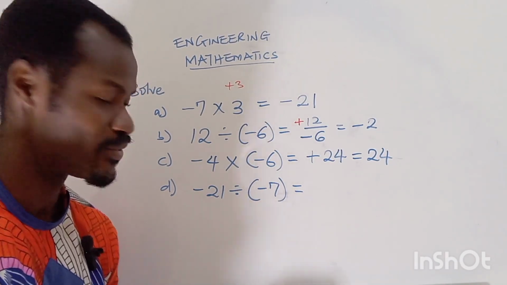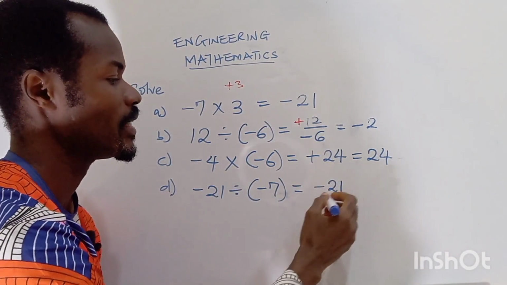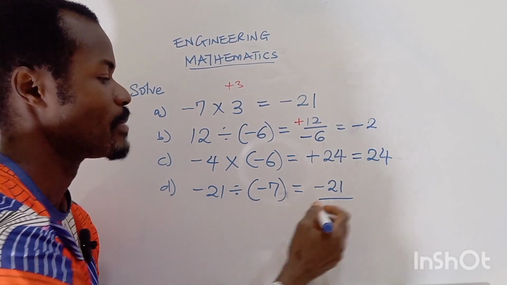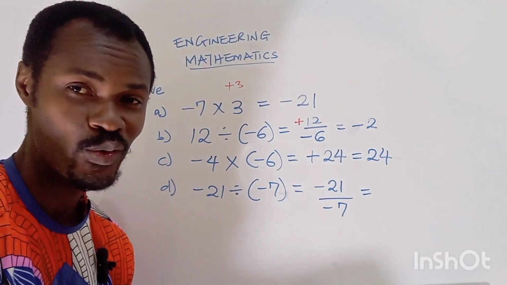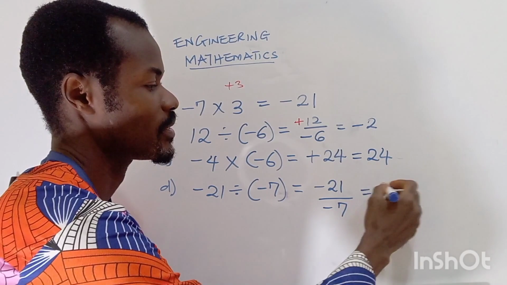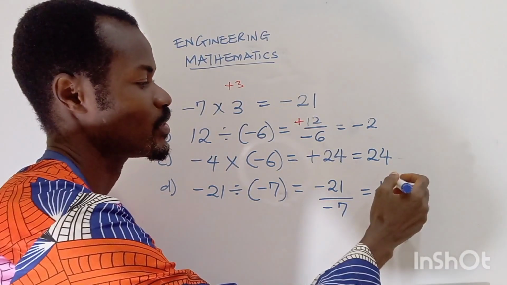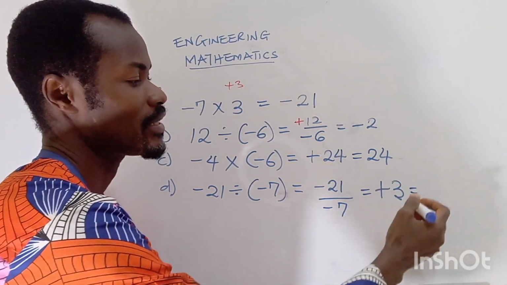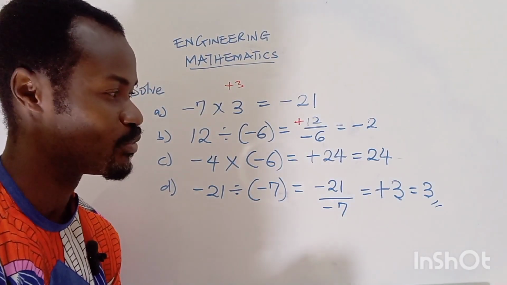Now let's look at the fourth question. Now minus 21, you want to write it this way, divided by minus 7. Now the first thing is you want to divide the signs. Minus divided by minus is going to give us plus. Now 21 divided by 7 is going to give us 3 times. So plus 3 also means 3. So that gives us the solution to the fourth question.